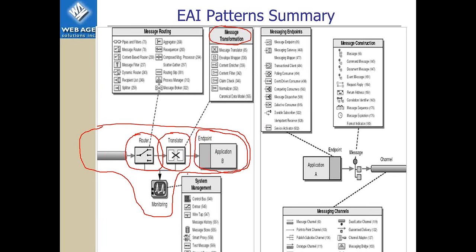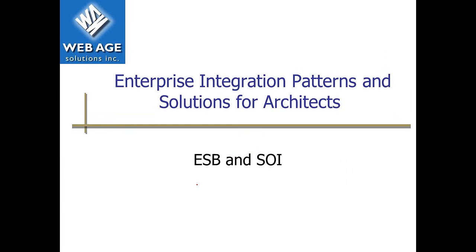Monitoring of the flow would be ensured by plugging in a monitoring system, which can be plugged in using various techniques, like, for example, wiretap, and all those system management patterns are grouped into a system management catalog. So there are some additional patterns which are covered in detail in this book.